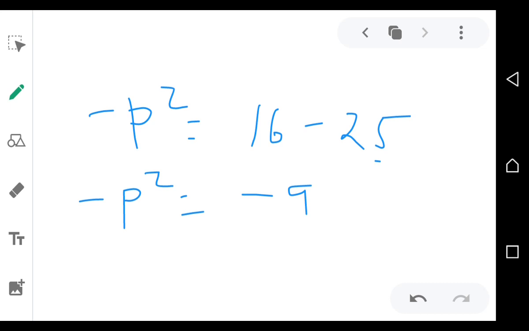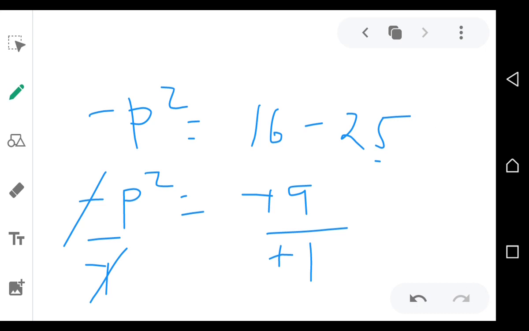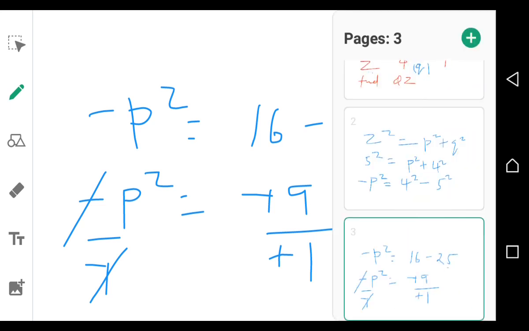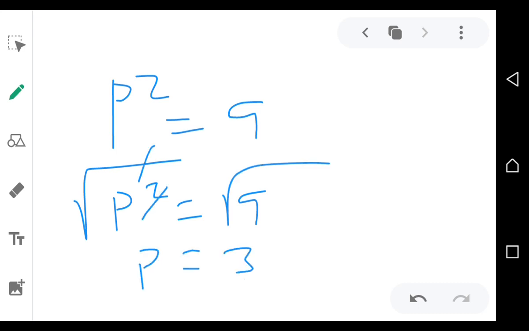When you reach here, you divide both sides by negative 1, so as to remove the negative from the P squared. So this negative here cancels that negative there. Only 9 remains, and it will be P squared is equal to 9. You square root both sides to find P. So P is equal to 3. You see? P is equal to 3.